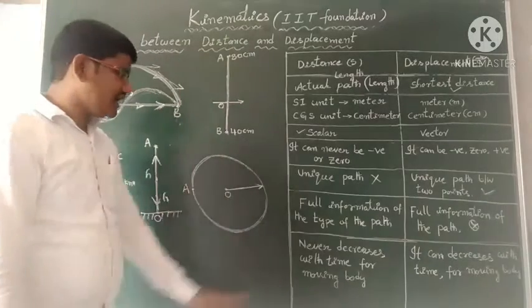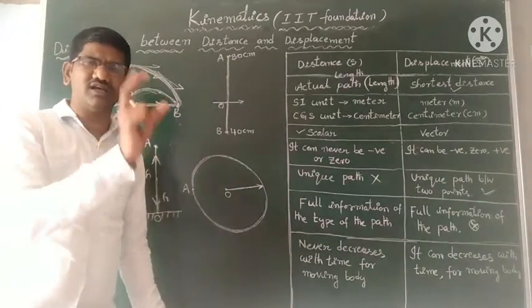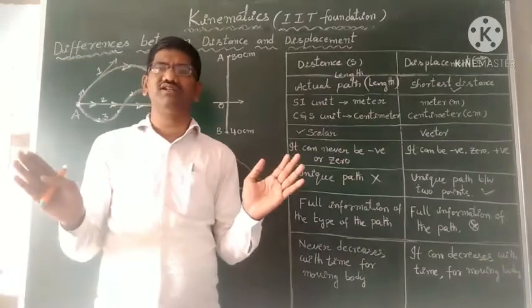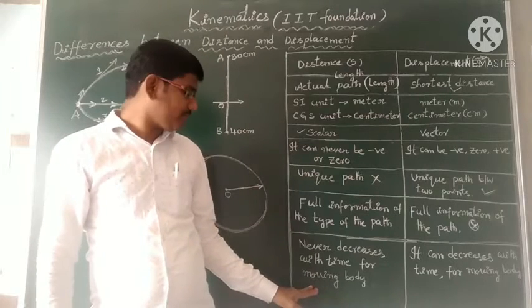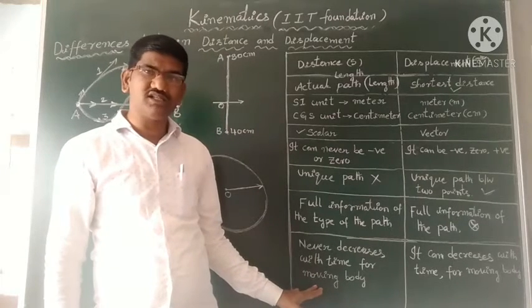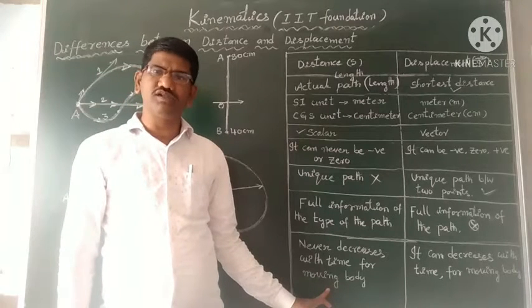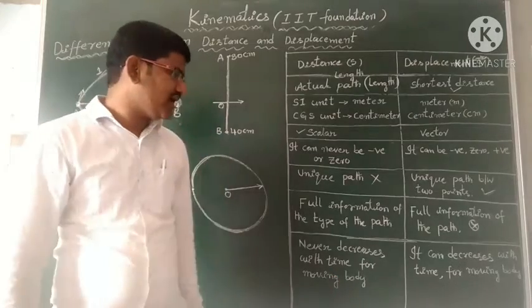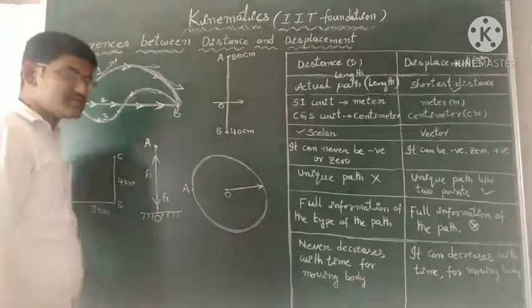And next, it never decreases with time for a moving body, because it is moving, it will cover some distance, in whatever manner it can cover the distance. So the distance covered is called, what do you know? That is what, it never decreases with time for a moving body. And it is never zero for a moving body. It cannot be zero. And displacement can decrease with time for a moving body. Those points we can see here.